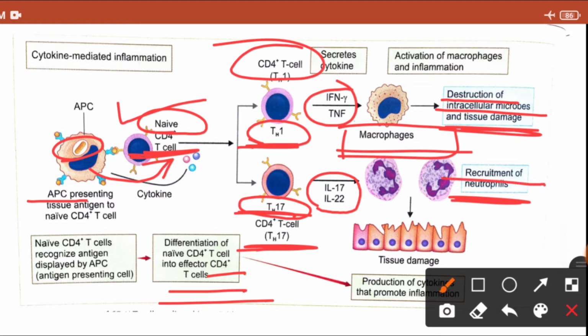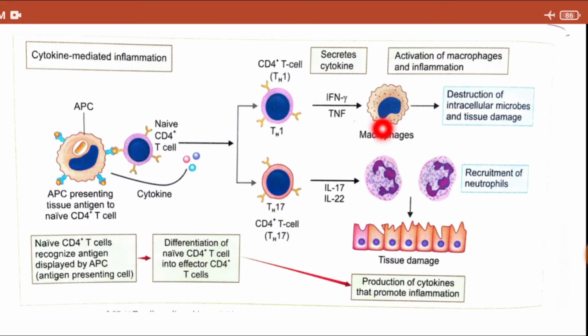They will recruit more and more neutrophils, and you know very well that neutrophils contain hydrolases, right? They contain lysosomes, right? They contain many hydrolytic enzymes, so they can cause tissue damage, right? So because of macrophage activation and because of neutrophil recruitment, there could be tissue damage in this particular hypersensitivity reaction.